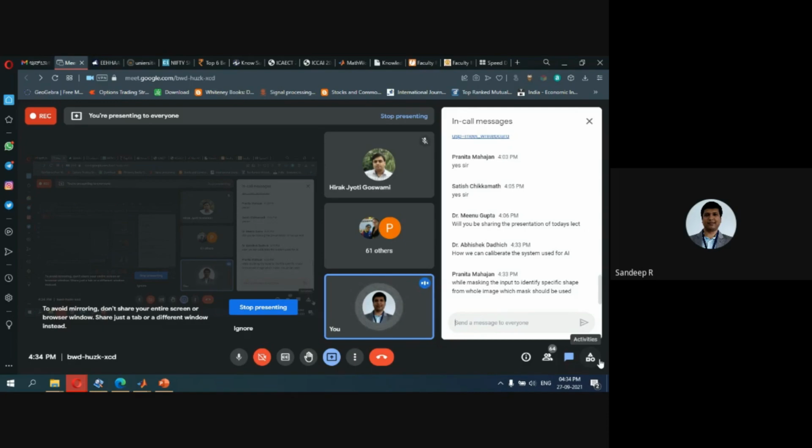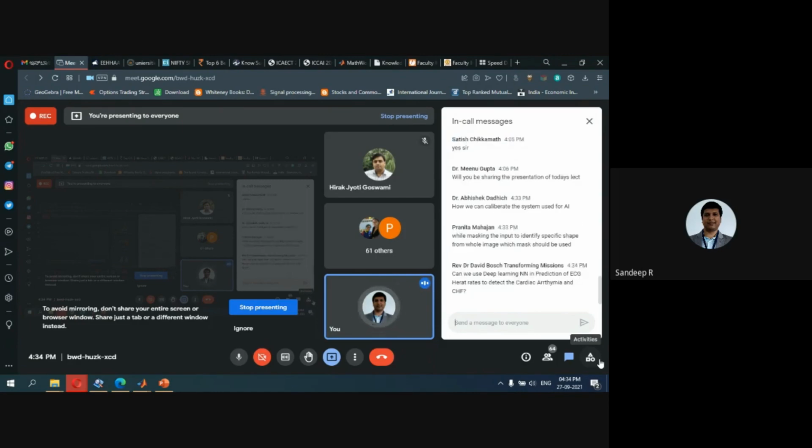Okay, while masking the input to identify a specific shape from whole image, which mask should be used? Okay, so it depends on what type of filters, right? So for example, when you're talking about the deep neural networks, we are not using a specific, like in image processing, you're trying to confuse with the image processing. Like we have various predefined filters for recognizing particular shapes.